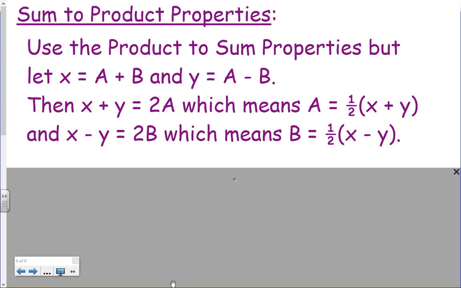All right. The one thing that I don't like about the properties that we have written already is that to go from a sum to a product, you have to think of your sum as being either a sum or a difference of two numbers. That's not a convenient way to deal with those.